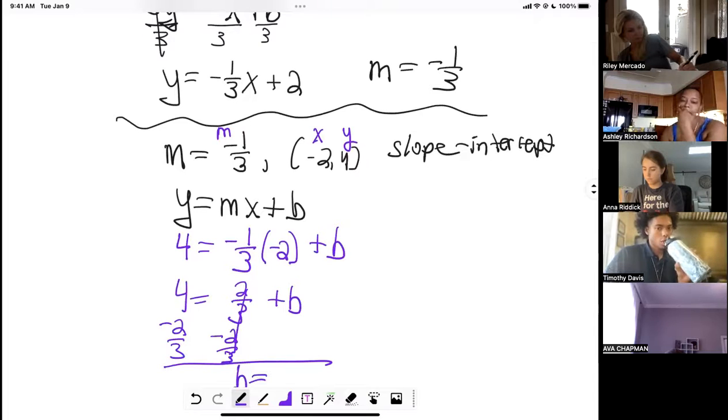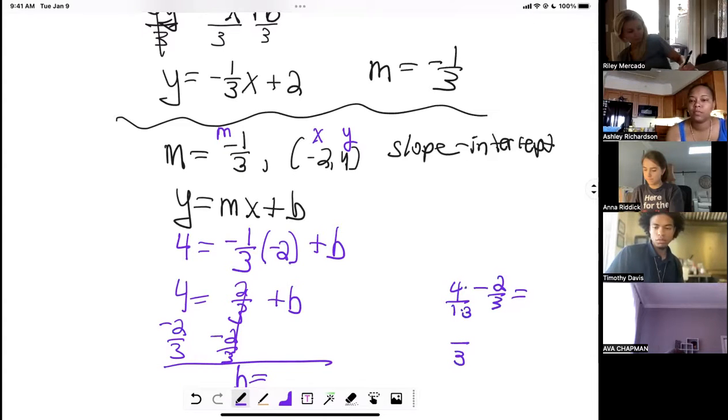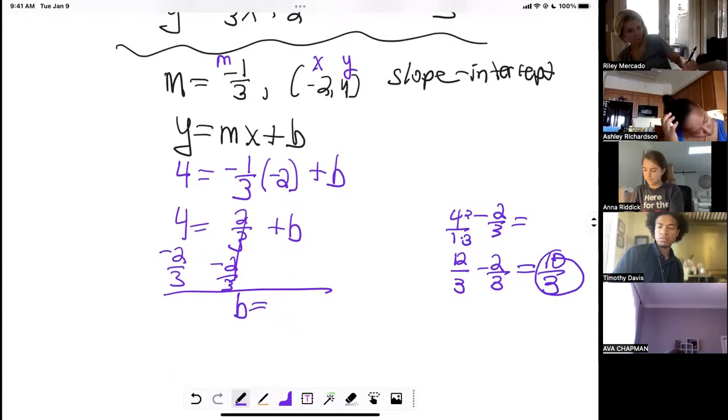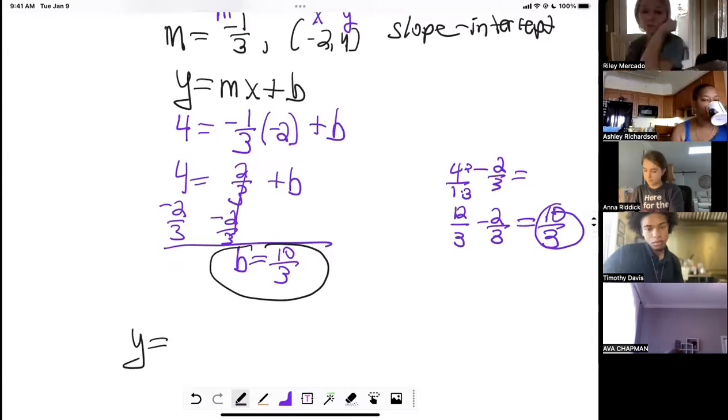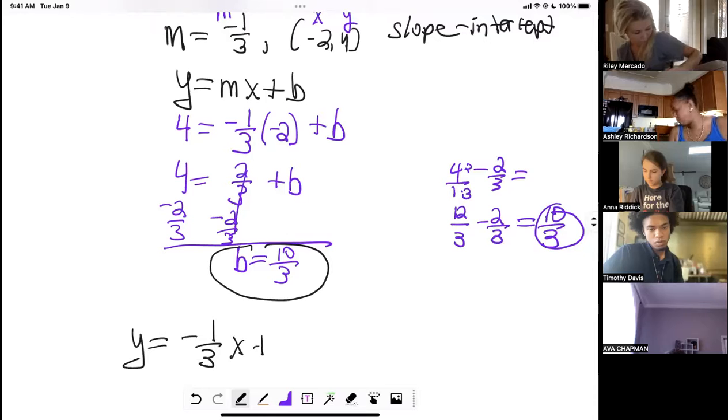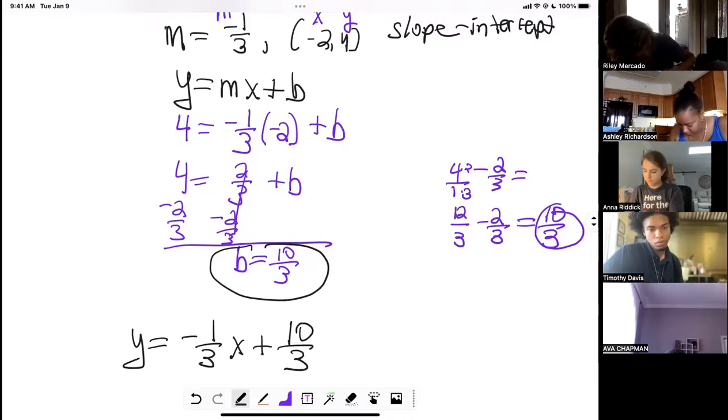Okay, let me do it over here. So 4 minus 2/3, that's 4 over 1. My common denominator is 3. So this would be 12/3 minus 2/3, which is 10/3. So b is 10/3. Now I have everything I need. I have my slope, I have my b. Here's my equation. Y is equal to my slope, negative 1/3 x plus 10/3.